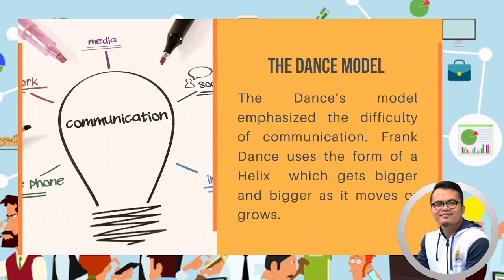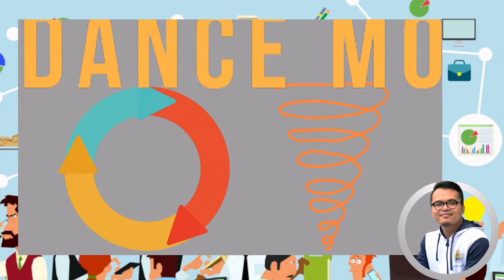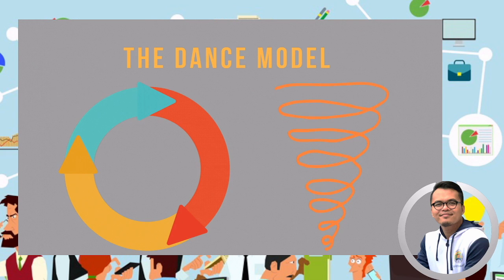The Dance Model. This model emphasized the difficulty of communication. Frank Dance uses the form of a helix, which gets bigger and bigger as it moves or grows. The main characteristic of a helical model of communication is that it is evolutionary. The communicators share information only with a small portion of themselves in their relationships. It gradually develops into the next level, which will take some time to reach, expanding its boundaries. Later, the communicators commit more and share more portions of themselves.